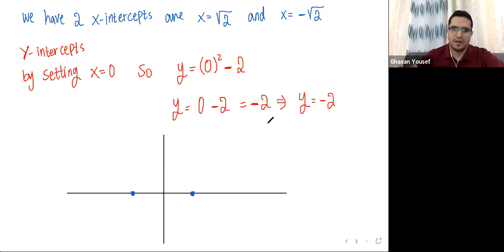And also we have y equal minus 2. Minus 2, this means the graph intersects the y-axis at this point, y equal minus 2. So it's gonna be like around here. So the graph of this equation will look something like this here.